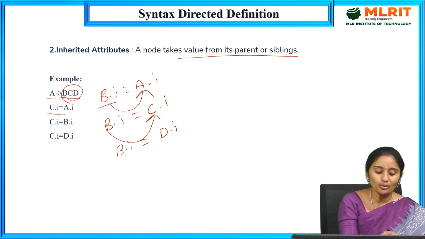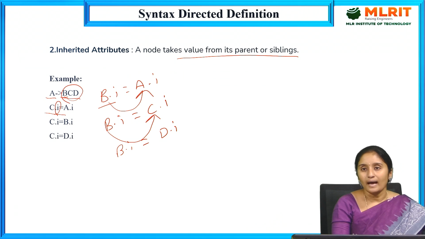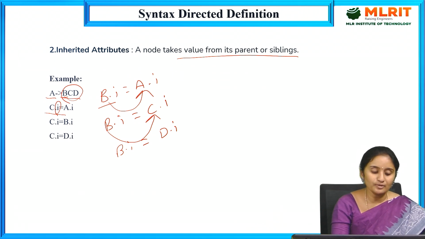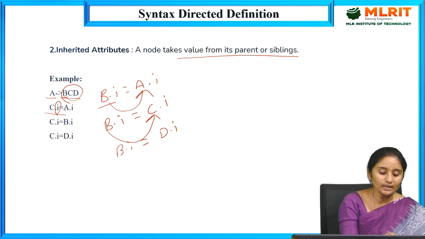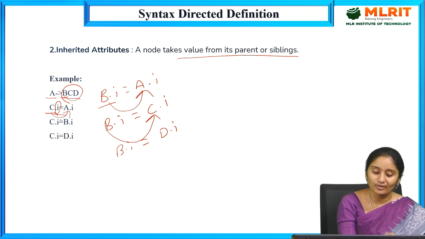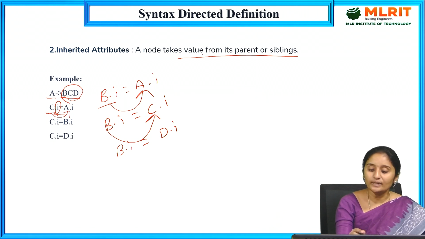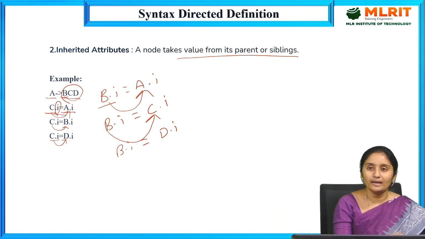Here I have taken C.I. I is nothing but the attribute we are taking, and A, B, C, D are the grammar symbols. Here C.I is equal to A.I. C is the child node taking value from its parent node. It's valid according to the definition, as a node takes value from its parents or siblings. C.I can also take value from its siblings B and D. So this satisfies the inherited attribute.